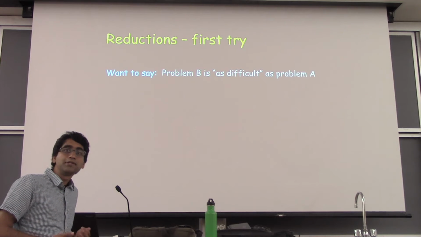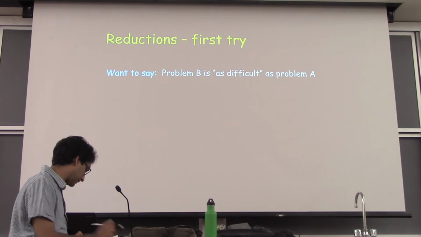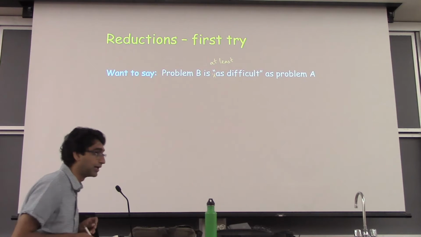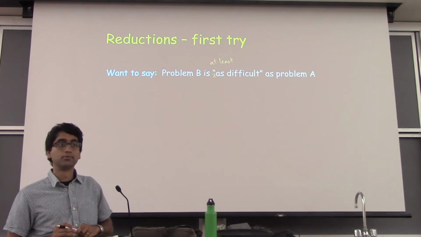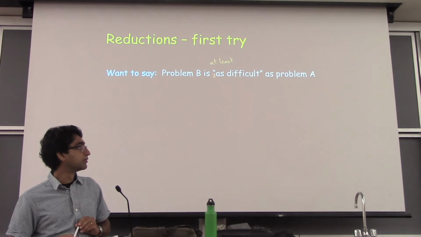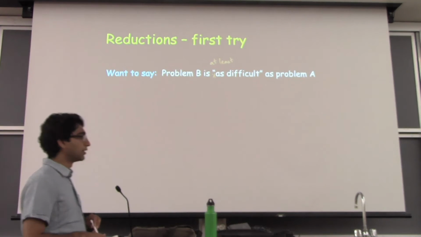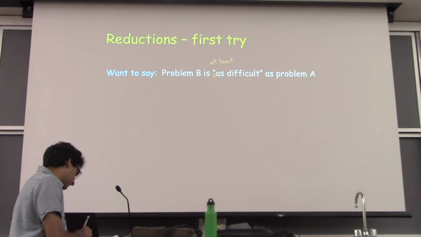So I want to convince you that problem B is at least as difficult. Let me write that in case it's not clear. I want to say that it's at least as difficult as problem A. So what does this mean? If you can solve it, show us a problem B which is equivalent to A. So this is one try: you can say that if you can solve A, you can solve B.